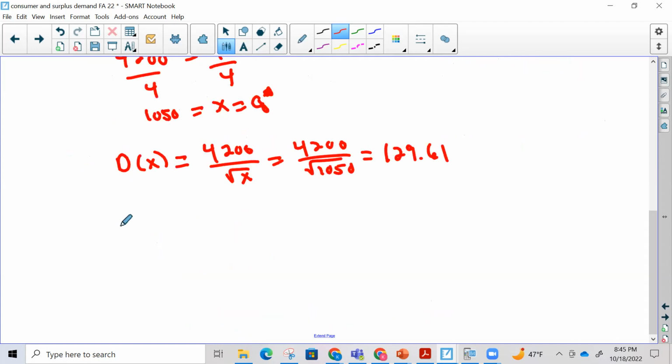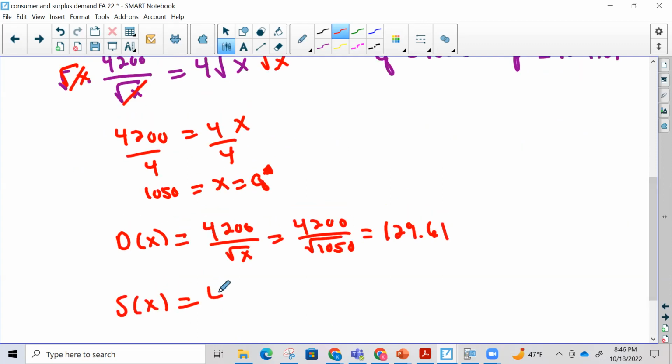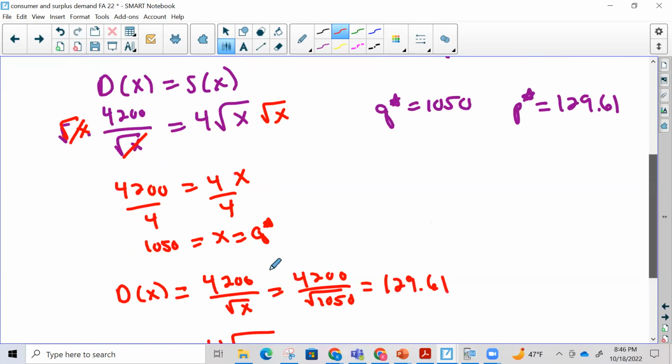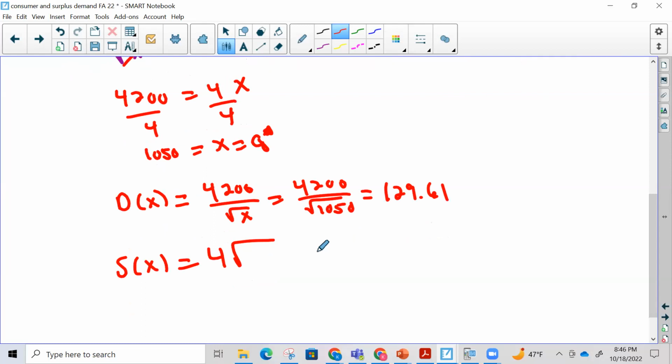And you can also try it by plugging into the supply curve. They should be the same because we're saying that they're equal. So that would be 4 times the square root of X. So that would be 4 times the square root of 1,050. Which again, just to verify, also gives me 129.61. Okay, so these are your P stars, they're the Y value.